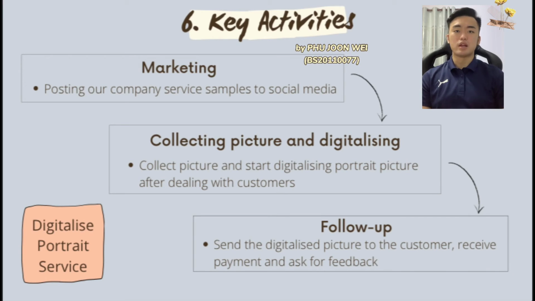Now I will present about the key activities. First of all, we do marketing. We post our company service samples to social media to attract customers. Then we collect pictures from customers and do digitalizing portrait pictures after dealing with them. Lastly, we do follow up. After we send the digitalized picture to the customer, we receive payment and ask for feedback.